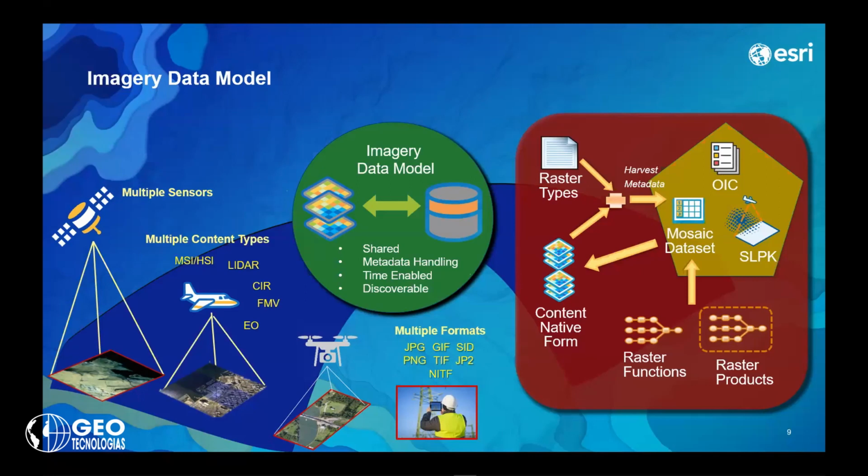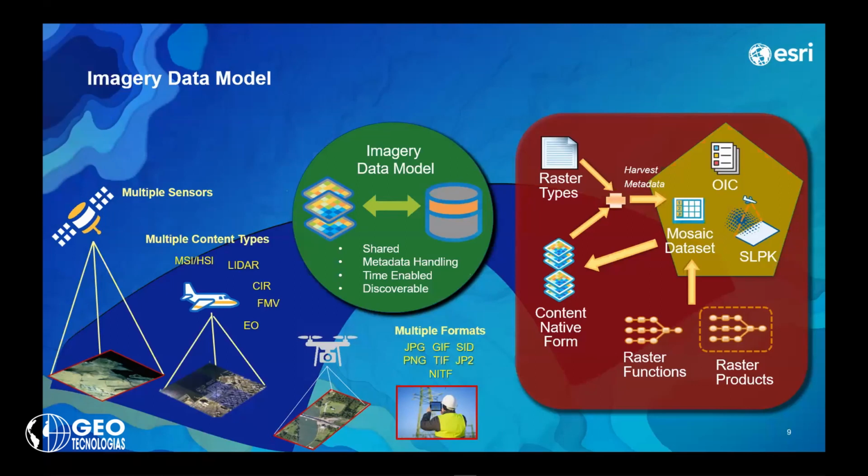So the Mosaic dataset is about creating 2D services. The Oriented Image Catalog is also about collecting and creating unstructured data for 2D and 3D services. And SLPKs are also used to generate 2D and 3D products and services as well.